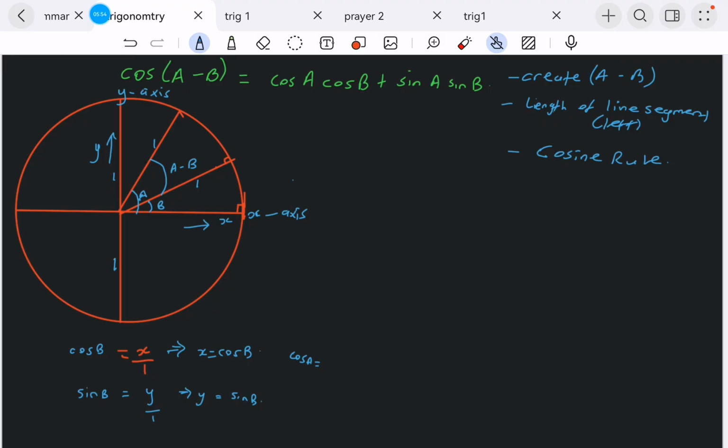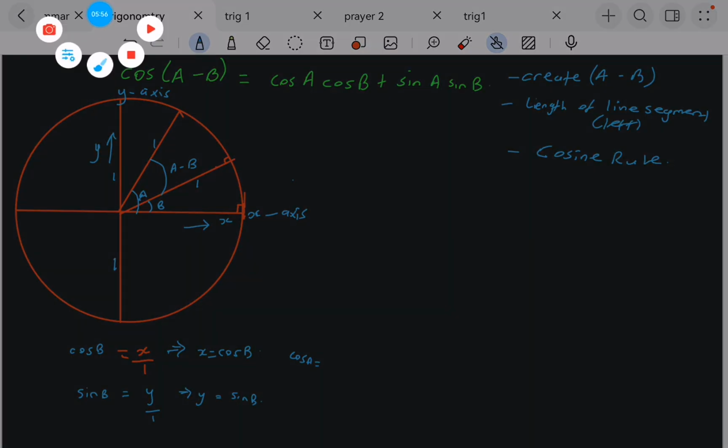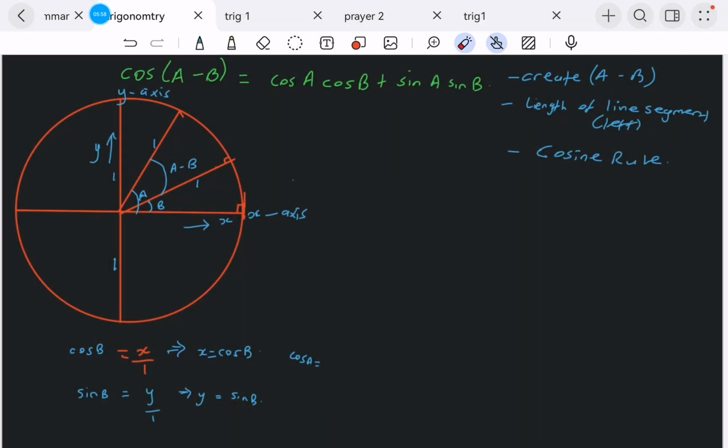And it's the same thing for A. The cos of A is equal to the x-axis. Of course, now the x-axis for A becomes this one, okay? So x divided by 1, and the sine of A is also y divided by 1. And so that means that x is cos A and y is sine A.